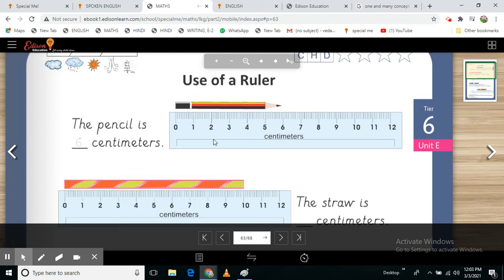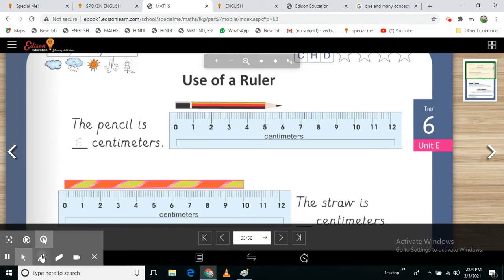Use of a ruler. Okay, so this is a ruler and these are called centimeters from 0 to 12. Now see the pencil. You have to place the pencil from the starting point, means 0, and it will end up to the 6. So it means the length of the pencil is 6 centimeters, right? The pencil is 6 centimeters.